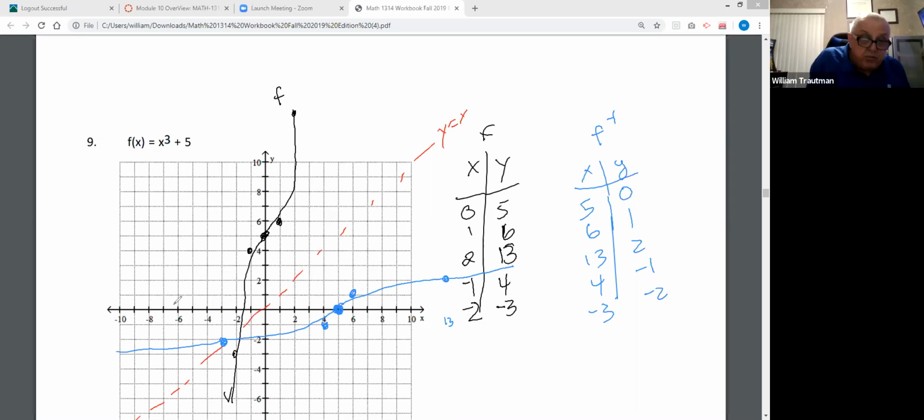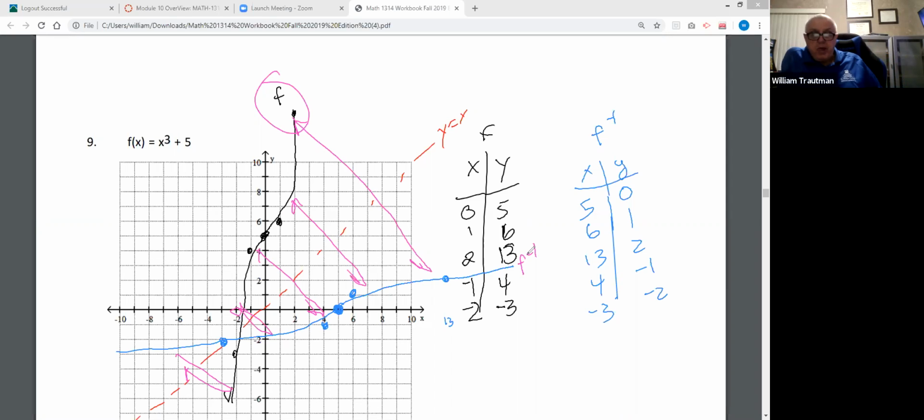And sure enough, look, they do mirror each other. You can fold them over on the y equals x line. If you look at that, they do mirror image each other. So there's our function in black, and our inverse function is in blue. And that's all I had for the day.